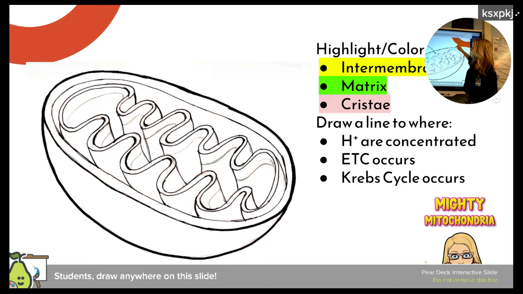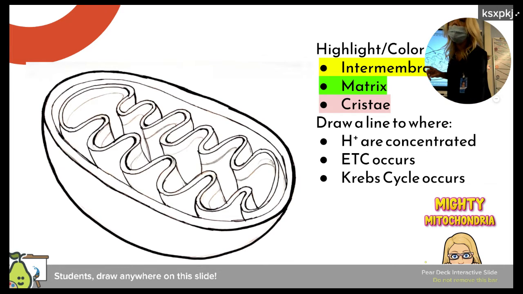Okay, where is the electron transport chain? Right here on the cristae. That's where the electron transport chain is, bunches of them. Where does the Krebs cycle and transition prep take place? Right here in the matrix. Questions or concerns? I can see you guys drawing and you're doing a great job. Any questions on the anatomy?